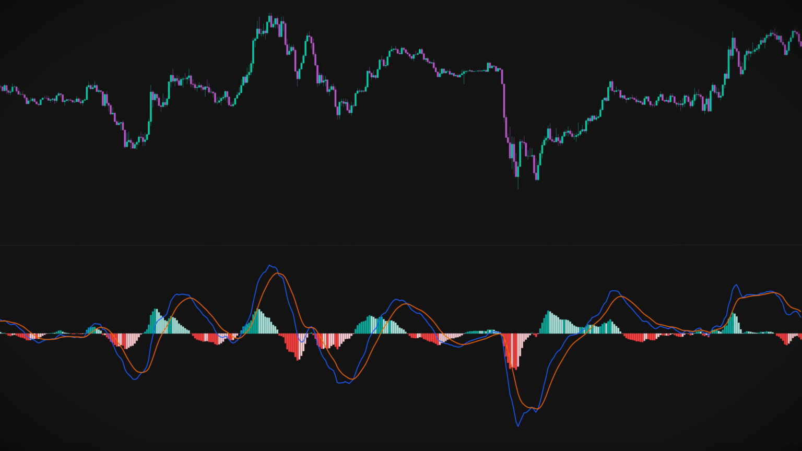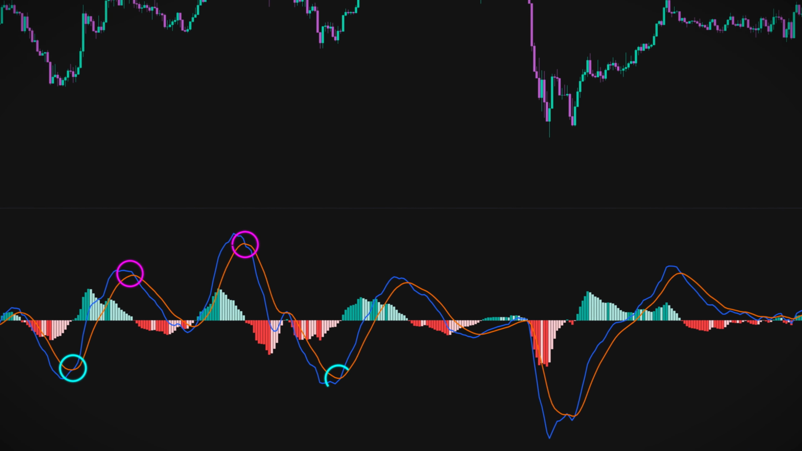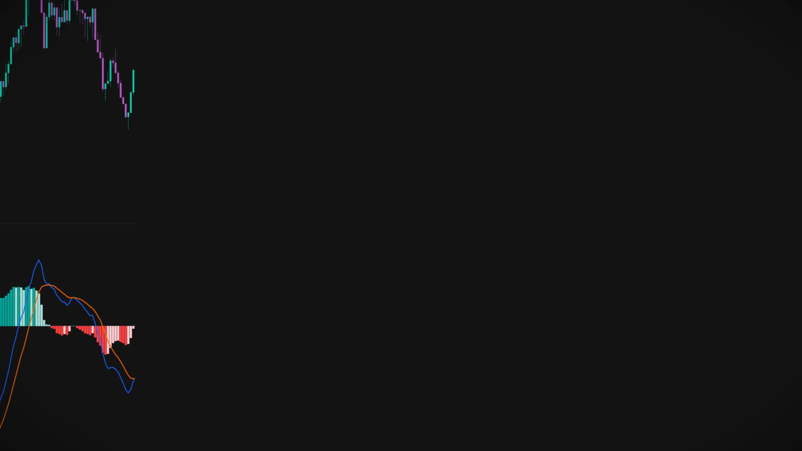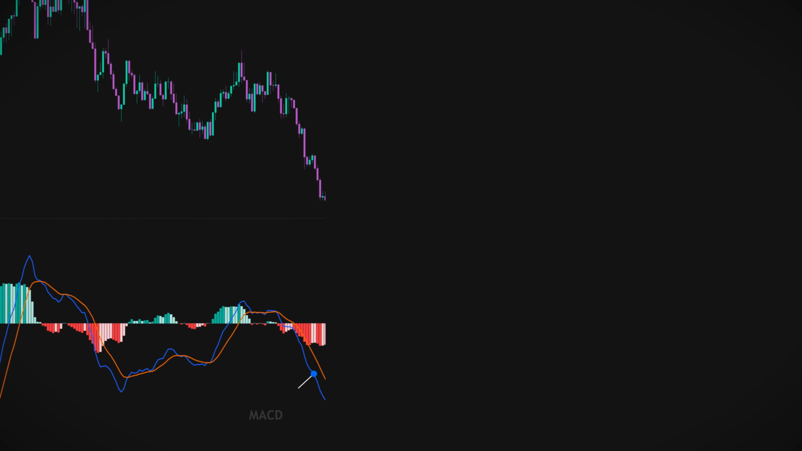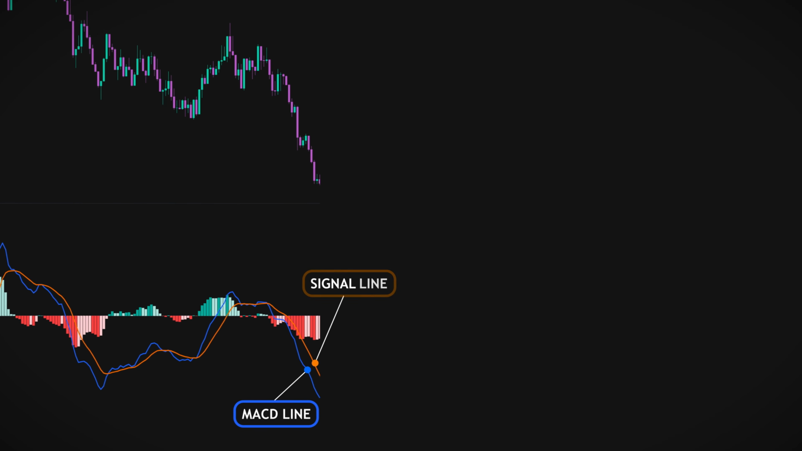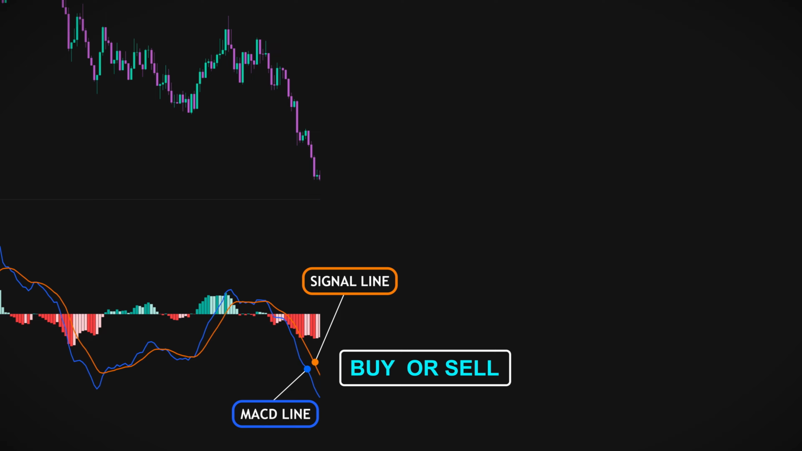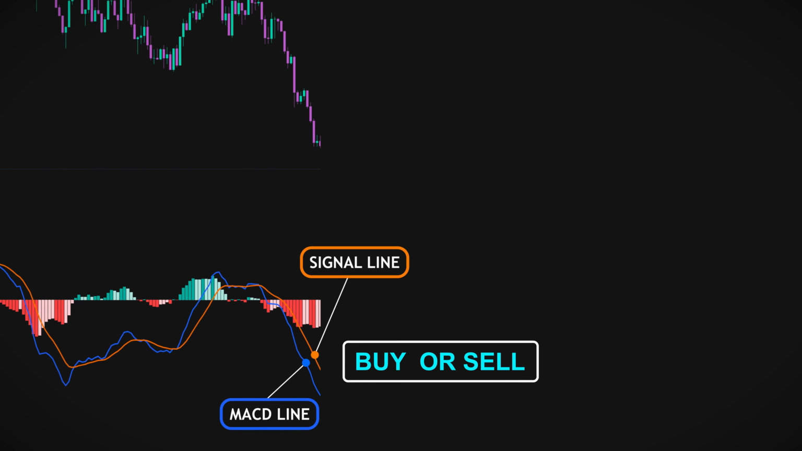Now let's understand how the MACD indicator provides us with buy and sell signals. I'll tell you 4 ways to know when the MACD indicator gives buy and sell signals. Let's start with the first one. The first way is to watch for crossovers between the MACD line, blue, and the signal line, orange. These crossovers often signal whether to buy or sell.